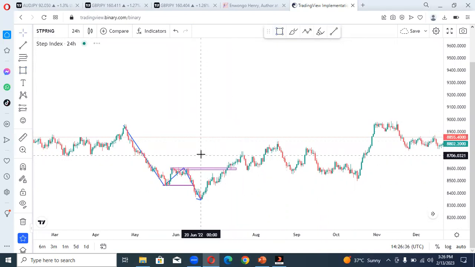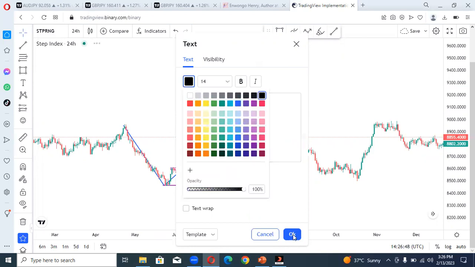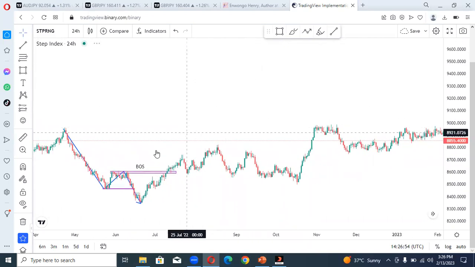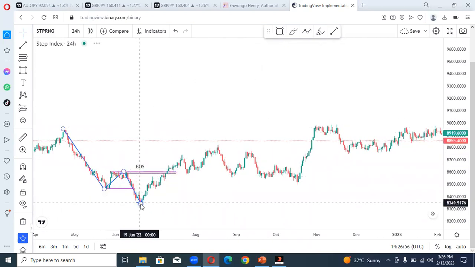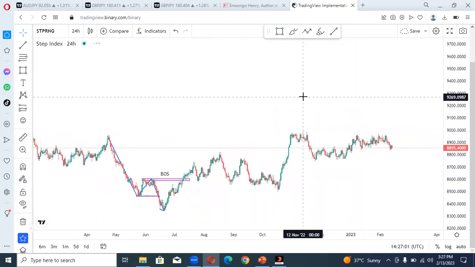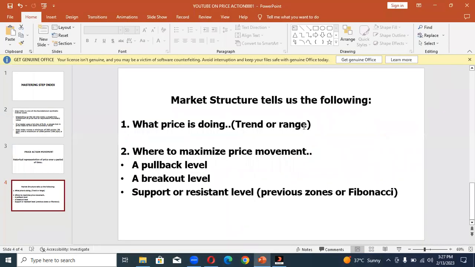All right. This was where we had the break of structure. So let me label it BMS or BOS. Let me change the color to black. All right. So this was where we had the change of structure. In other words, the structure stopped being on a downtrend and then it moved to an uptrend. So what happened after there was a change in structure? The change in structure simply means that price is no longer on a downtrend. It simply means that price is now what? On an uptrend.